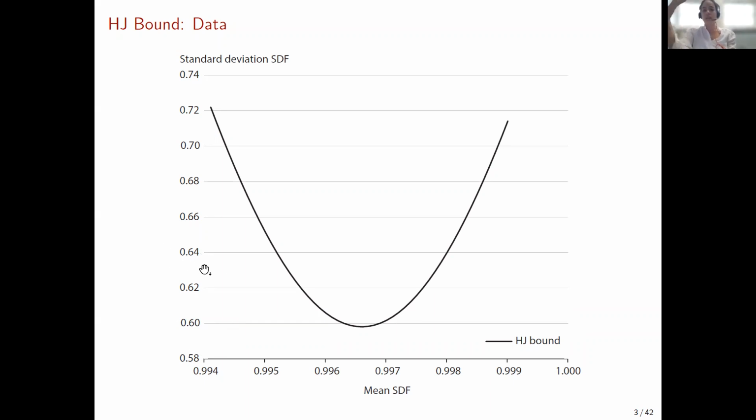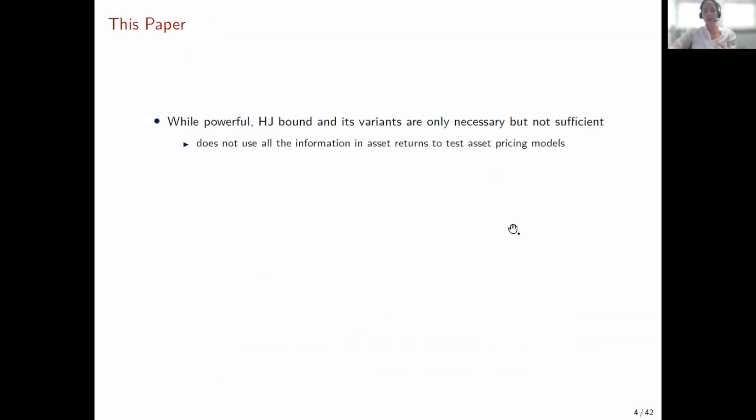Okay, so what have asset pricers been doing in the past 30 years? Well, they put other state variables into the stochastic discount factor, like long run risk or habit. So this is how we learned what to do once we failed the HJ bound. So what are we doing in our paper? While the HJ bounds are obviously very powerful, they're only necessary but not sufficient. What does that mean? It means that we don't use all the information that we have in asset returns in order to test asset pricing models.